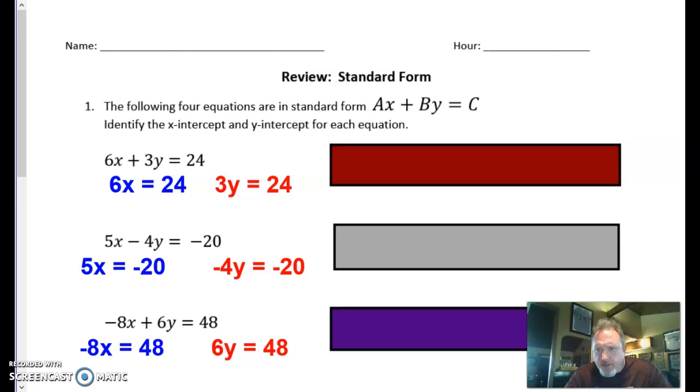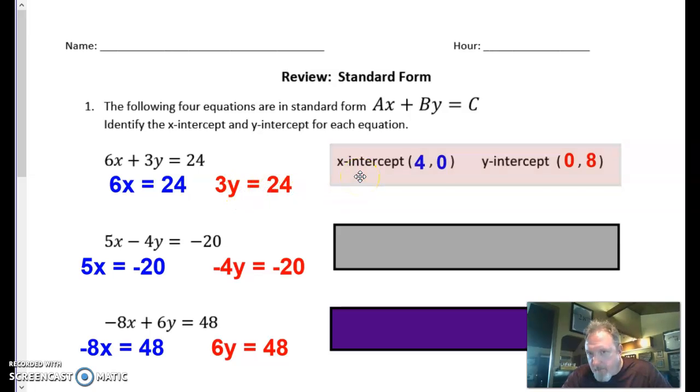So first of all, if you look at this first equation here, 6x plus 3y equals 24. That is in standard form. We have the x term and y term equal to c. To get our intercepts, you take each term and set it equal to the c value. So to get my x-intercept, I'll take 6x equal to 24, and then I will take 3y equal to 24 here. When I divide these, I get x equal to 4 and y equal to 8.